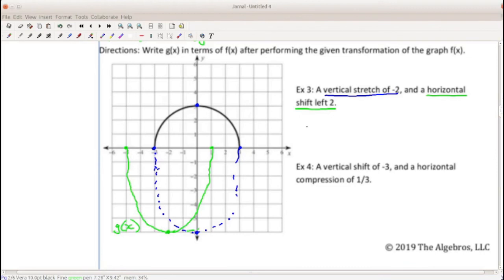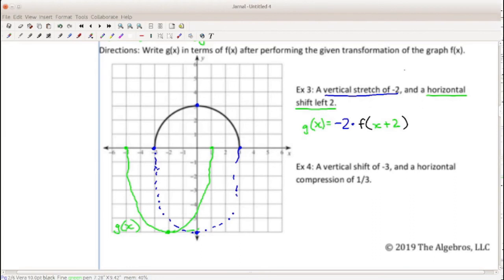Now let's see if I can write the equation. So I've got g of x equals, and then I want to include both the vertical stretch, so that's going to be a multiplication outside the function. So -2 times my function f. And then I know the horizontal shift left 2 is going to be inside. So I'm going to make that inside now. Left 2 is going to be x plus 2. And that would give me my new equation for g of x based on my original graph of f of x.